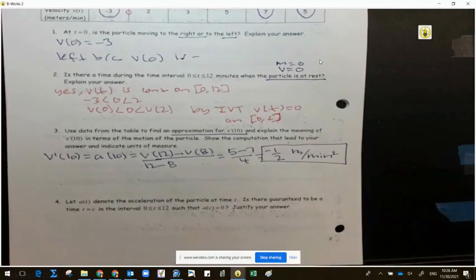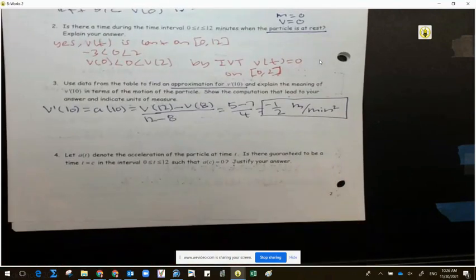Do y'all need me to explain why minute squared is on the bottom? You guys okay with it? Anybody want me to explain? All right, so let's move on to the bottom.